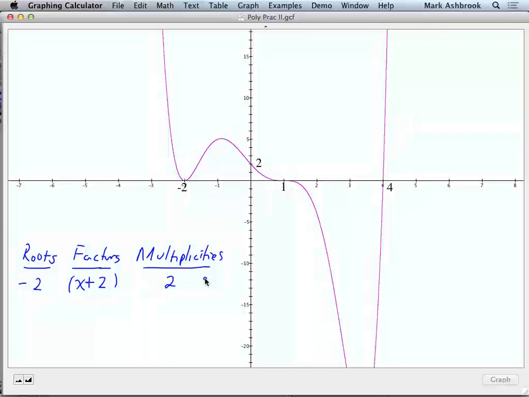Abdulaziz, you're up. Give me another root. 4. Corresponding factor. Multiplicity. 1. Keep going, you're on a roll. Give me another root. 1. Factor. Multiplicity.